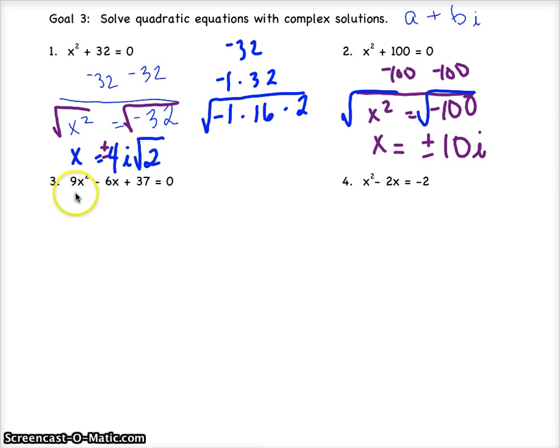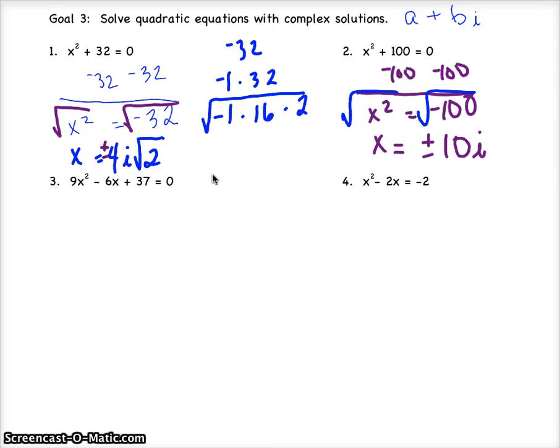In example 3, I have x to the second and x to the first. So it's impossible to isolate the variable because we have more than one. These are not like terms, so we cannot add them. So let's first look at the quadratic and think about factoring it. And if you try to factor 9x squared minus 6x plus 37, you may be successful. But my guess is you're looking at the 9 and the 37, you're thinking, oh, those are huge numbers. I don't want to deal with trying to factor it.